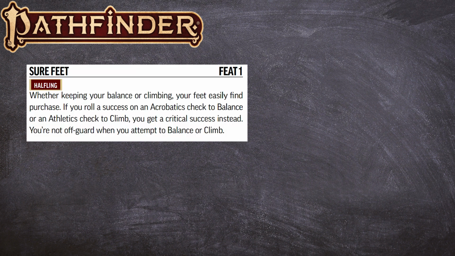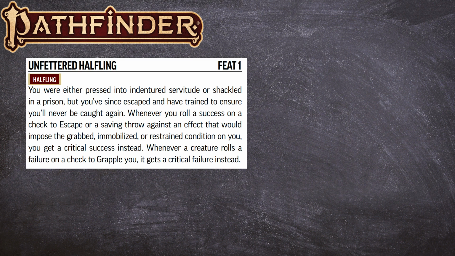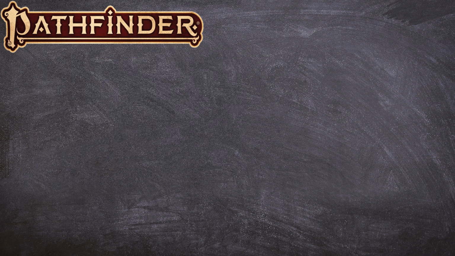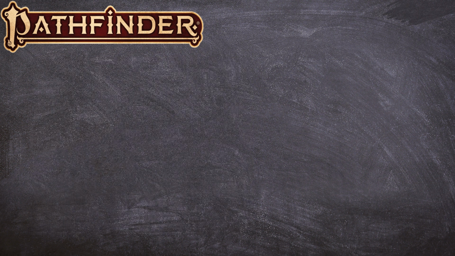Sure Feet now just says off guard. Titan Slinger has been clarified to say with a weapon of the sling group. Unfettered Halfling just added immobilization to the conditions. And I think it also removed the thing where if there was an automatic grab ability, they would need to make a roll, because that's just now how it works for everyone. Watchful Halfling got rid of the -2 circumstance penalty to the GM secret checks. That's nice. Really like that. And Unhampered Passage just changed the spell to match the new remaster spell.